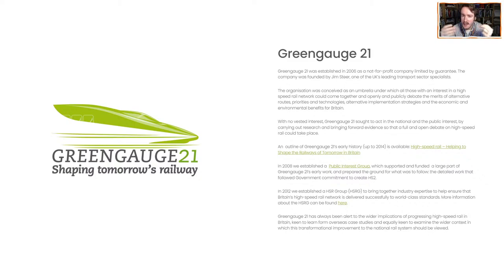Green Gauge 21 was kind of corralling research as a bit of a personal interest hobby horse for Jim Steer, but a tool to undertake this research to provide policy support for policymakers and lobby support for lobbyists. Then Green Gauge 21 weirdly established High-Speed Rail Group, which then spun off and became its own autonomous thing.